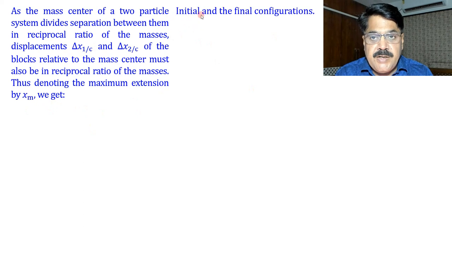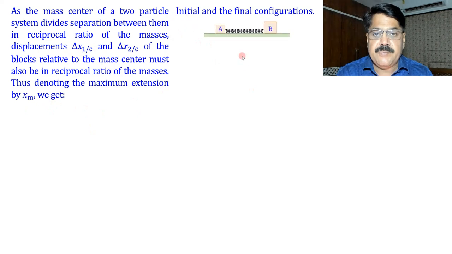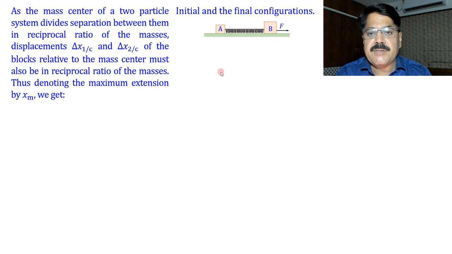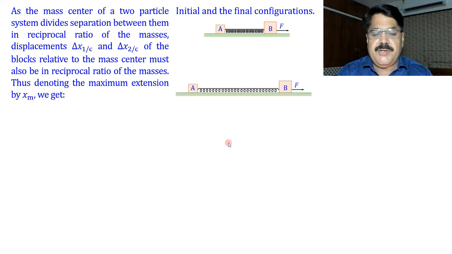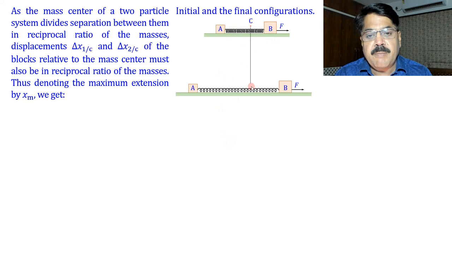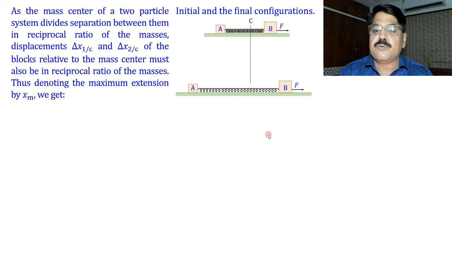So let us see the initial and final configurations. That is the initial configuration before the force was applied, and now the force is applied at t equal to 0. Just when the force is applied, the blocks have not moved at all, they have not acquired any velocity, so the spring is relaxed. Now in the final extension, here we know that in the center of mass frame, the center of mass will remain the same. So here will be the center of mass of the second configuration also.